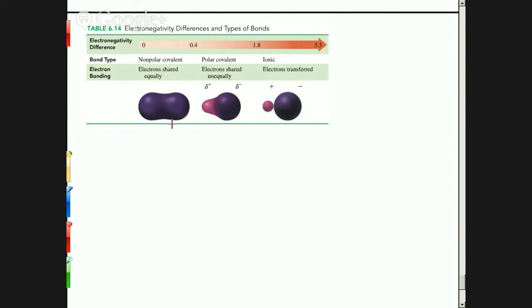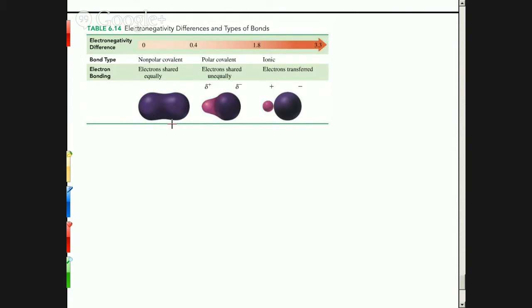So you can see how there's a whole range here. It's not really that ionic and covalent are so different, it's that they're different parts of the same scale of how unevenly those electrons are shared. All right. Questions about that so far?